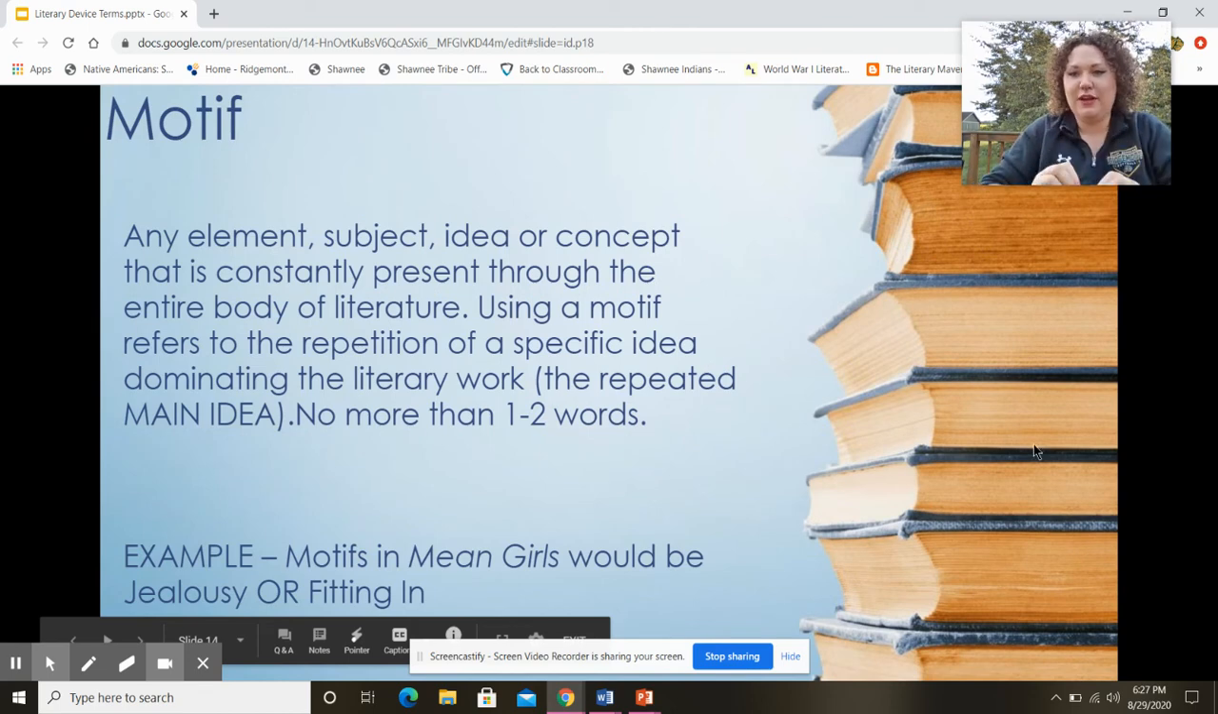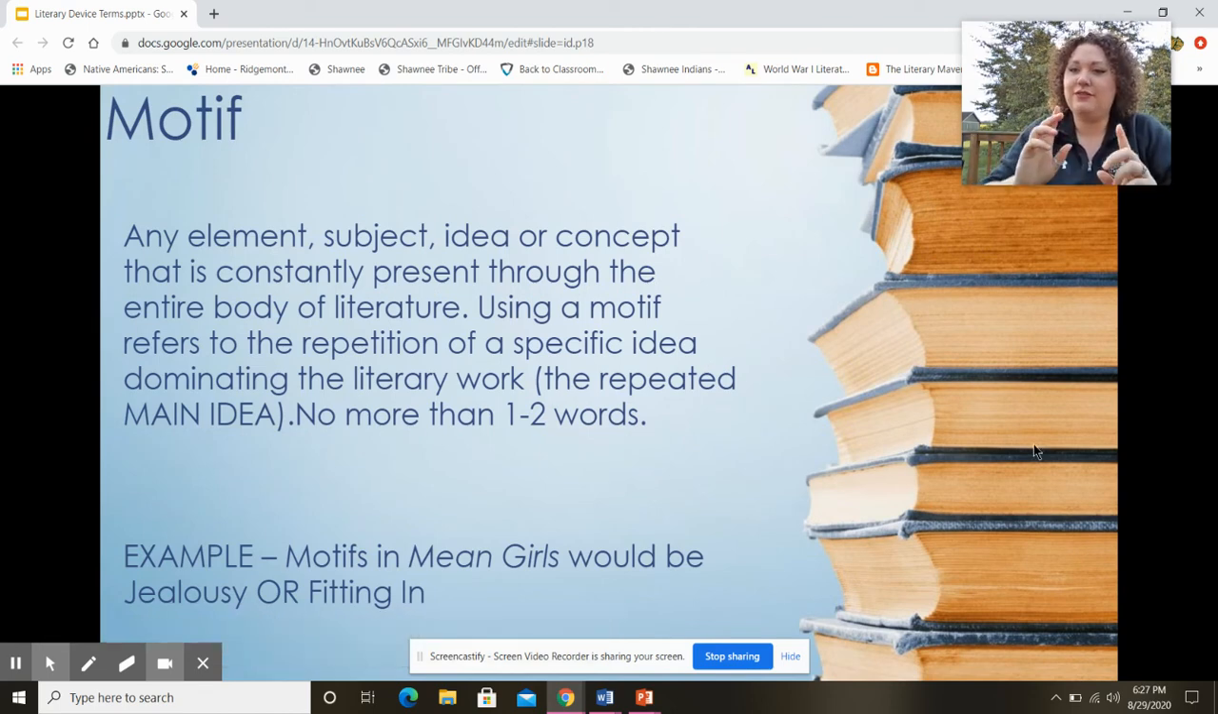Motif. We want to make sure you understand the difference between motif and theme. We're going to do motif first. A motif is any element, subject, idea, or concept that is repeated over and over again in a body of literature or in a film or anything you're reading in that media. It's no more than one or two ideas or one or two words.